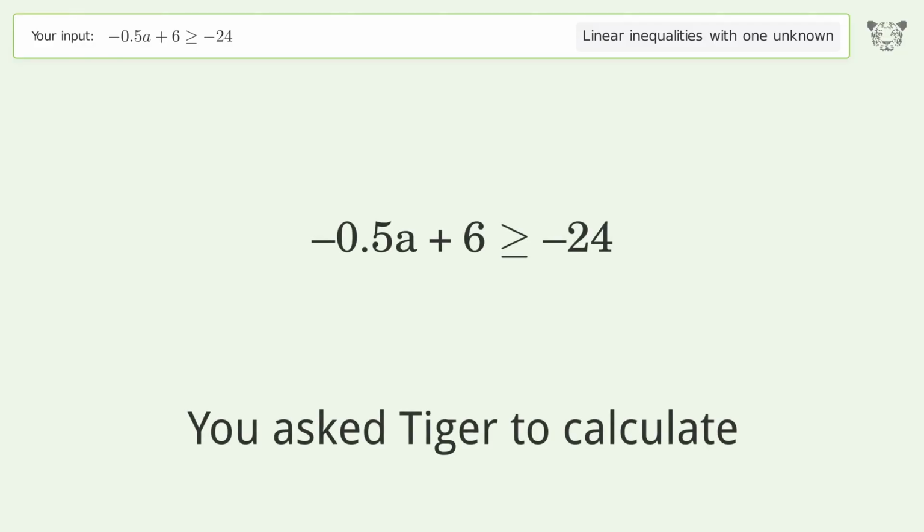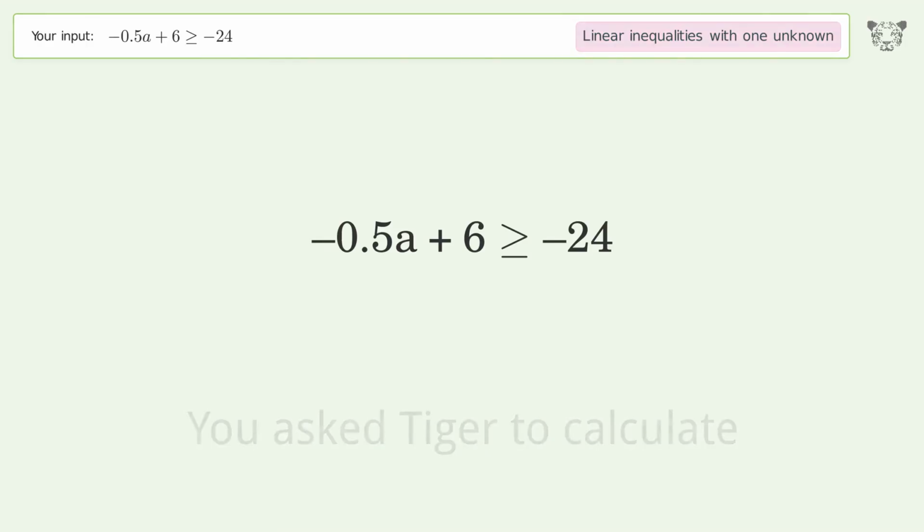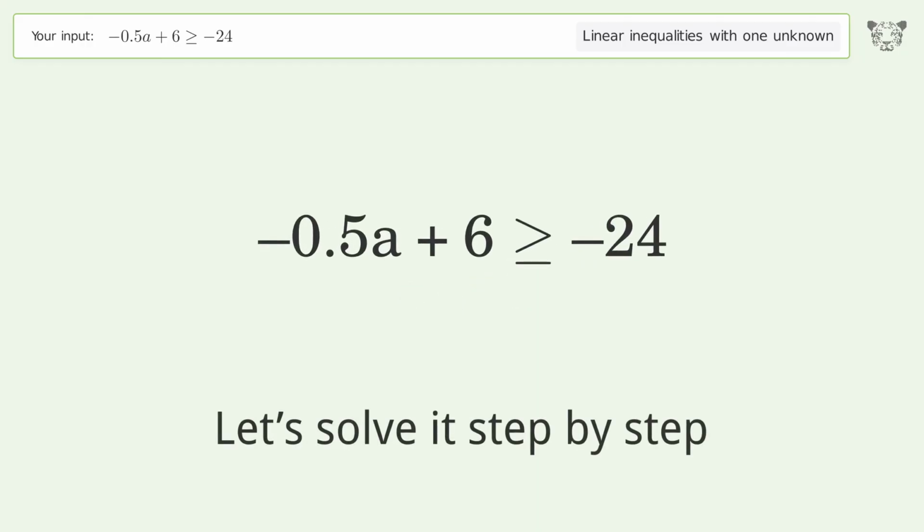You ask Tiger to calculate. This deals with linear inequalities with one unknown. The final result is a equal or smaller than 60. Let's solve it step by step.